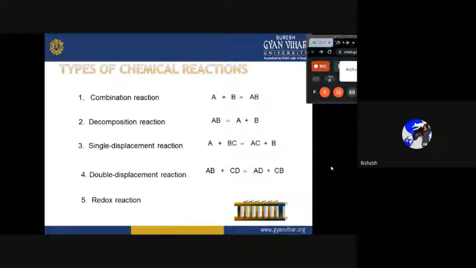Then the fifth type of reaction is redox reaction. It stands for reduction and oxidation reaction. When an element or a molecule gains an oxygen atom in a reaction, then it is said to be oxidized. And when it loses an oxygen atom, then it is said to be reduced.